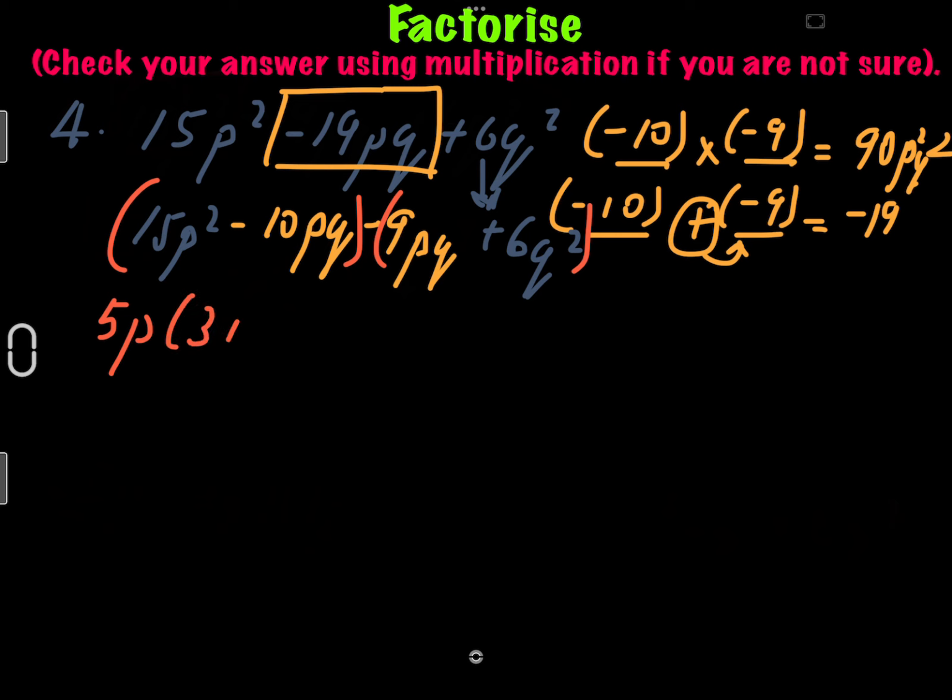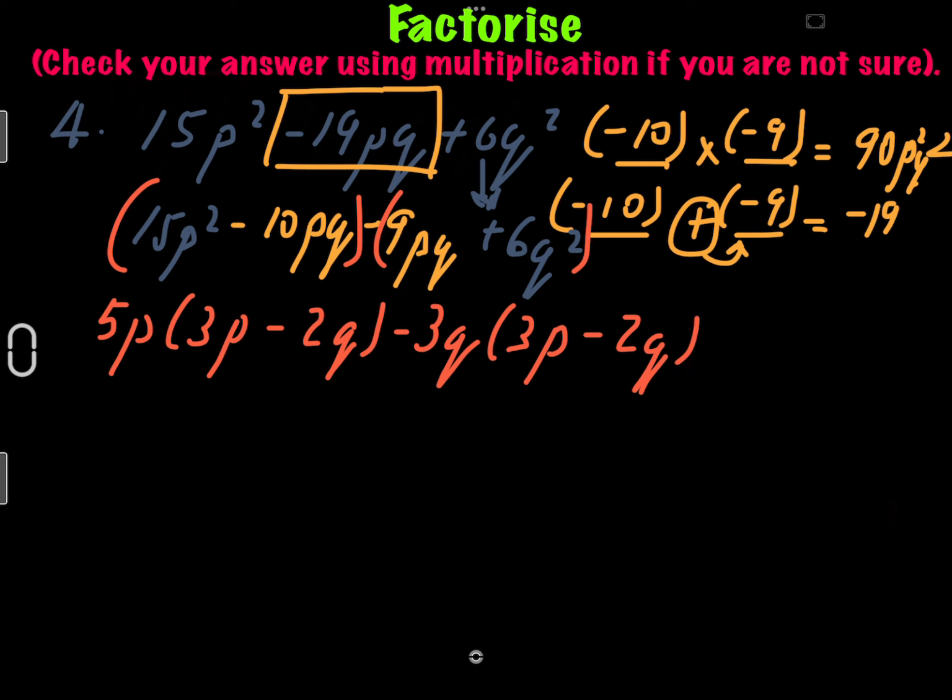So we have 3p minus 2q minus, now notice our second parenthesis, 3 is the common factor, and q is also a common factor. We have q multiplied by 3p minus 2q. So by grouping those factors, we have 5p minus 3q multiplied by 3p minus 2q.